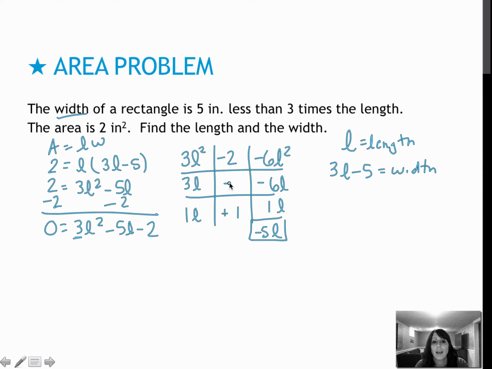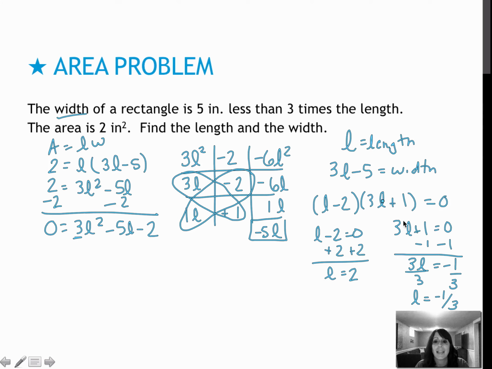And I'm going to set each of those equal to 0. So L minus 2 equals 0 gives me that L is 2. 3L plus 1 equals 0. I would subtract the 1 and then divide by 3 and end up with not only a fraction but a negative fraction. And the fact that it's negative, we know we can discount it completely. If it were a positive fraction, I'd have to deal with it.